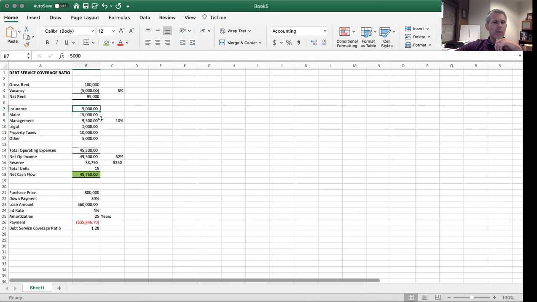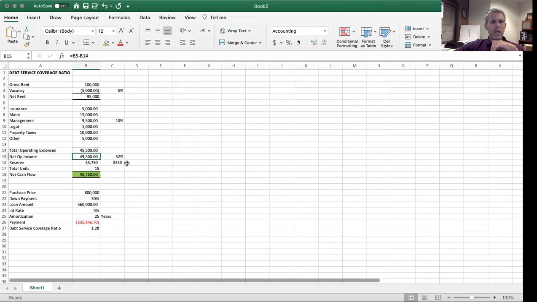So insurance, 5,000, maintenance, 15, management fees, about 10%, which I'm using as a number, $1,000 for legal, property taxes, and other. So you've got about $45,500 for the total operating expenses.